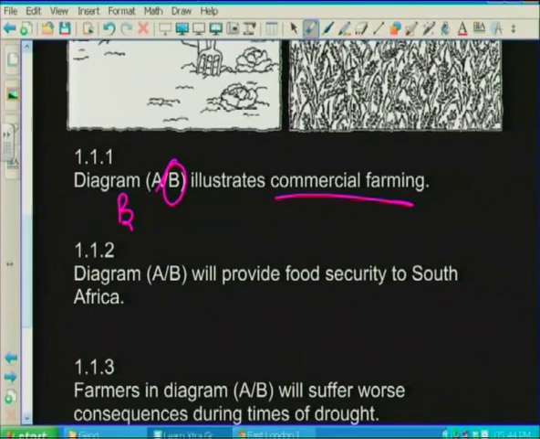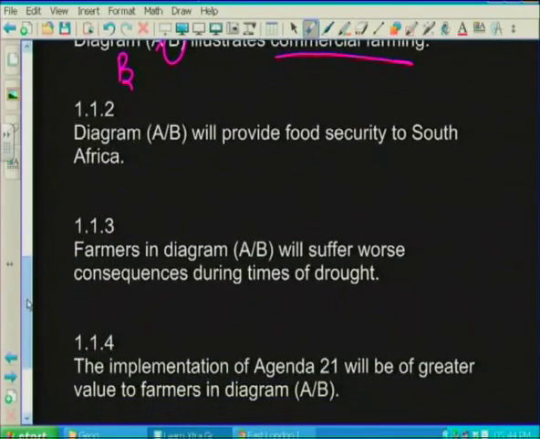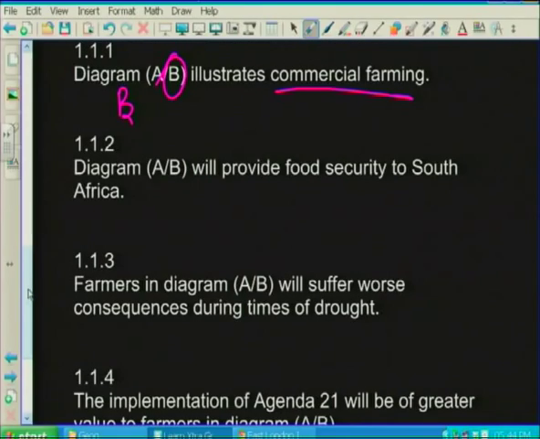Remember, people that are marking this don't have time to go back. If you've written the words commercial farming instead of just writing the letter B, they don't have time to go back and check, is B commercial or is it subsistence? And they're just going to mark it wrong, even though it might be right. So you must follow instructions. Remember, these poor markers are marking hundreds and hundreds of scripts, and they want to get through them. They don't have time to go and check your answers, especially if you haven't followed instructions.